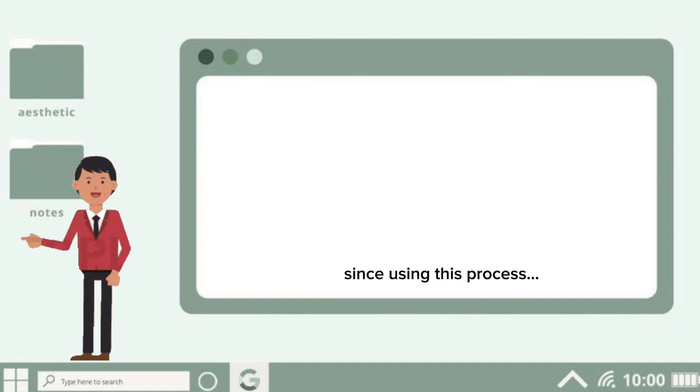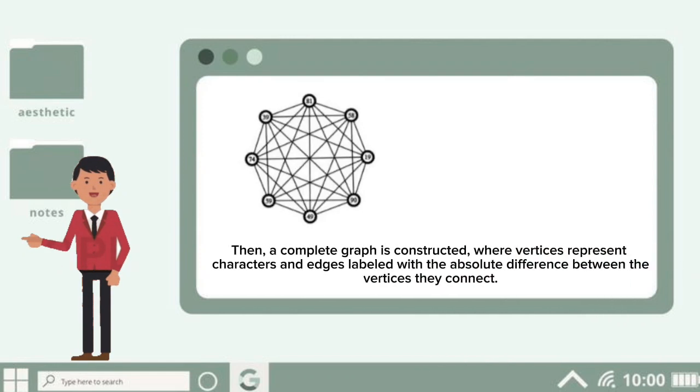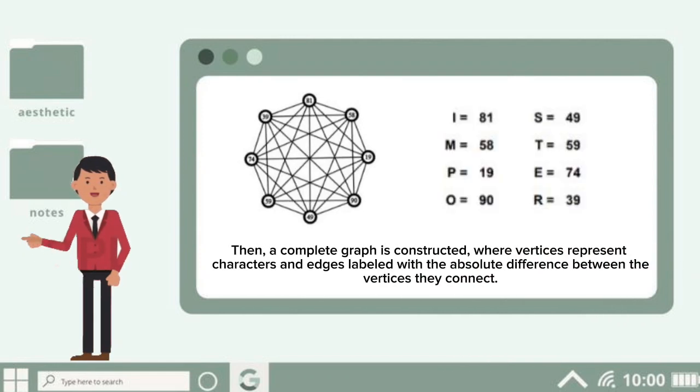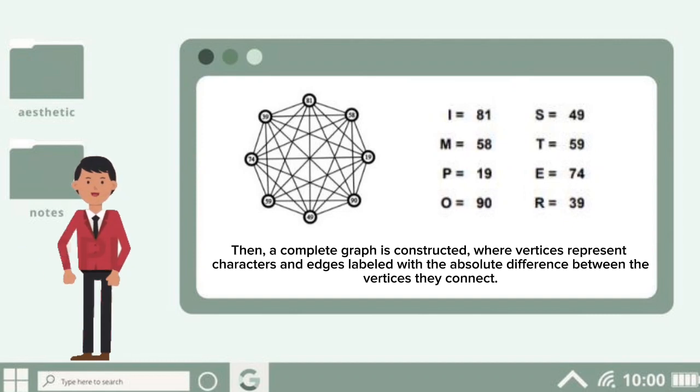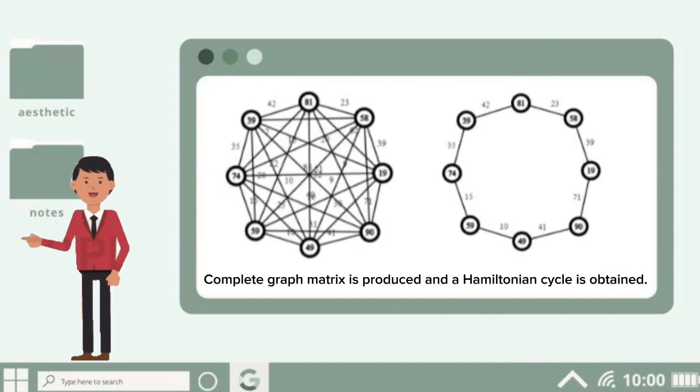Using this process, first, an encryption table is created to map each character to a numerical value. Then, a complete graph is constructed where vertices represent characters and edges are labeled with the absolute difference between the vertices they connect. A complete graph matrix is produced and a Hamiltonian cycle is obtained.